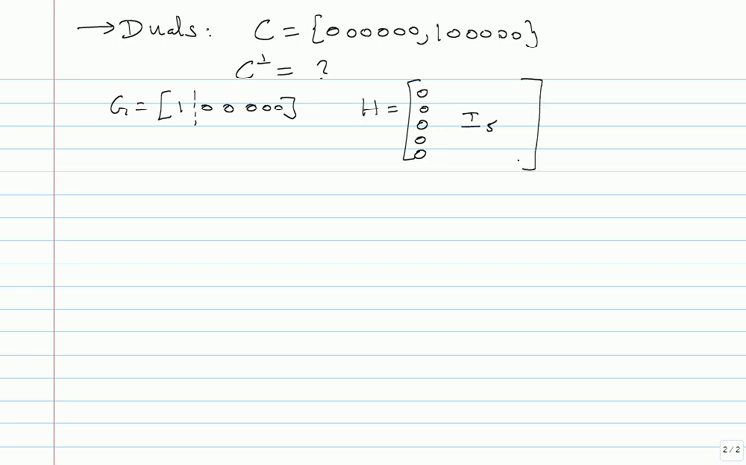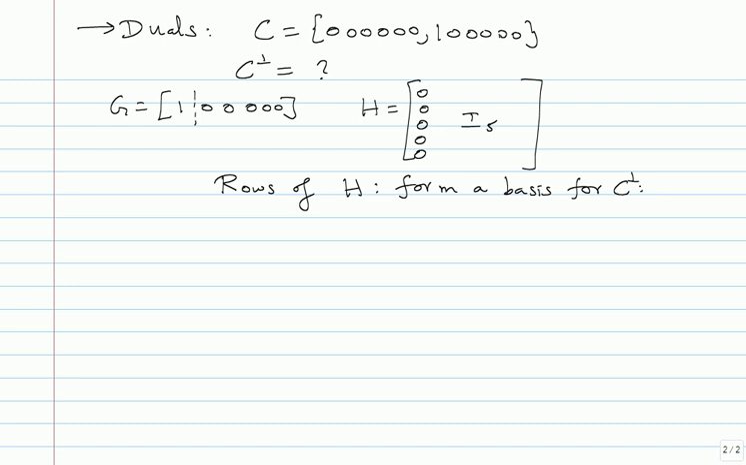So that's your H. And what will C perp be? It will be that 5-dimensional subspace which is spanned by the rows of H. So rows of H form a basis for C perp. This is the same as doing elimination. How do you find the null space for a matrix? You eliminate, get it into RREF form, identify your free variables, put ones there. It's the exact same procedure. There's nothing different.